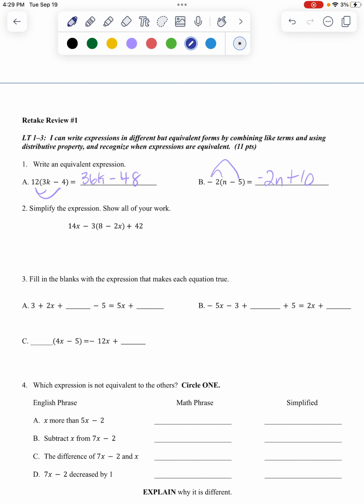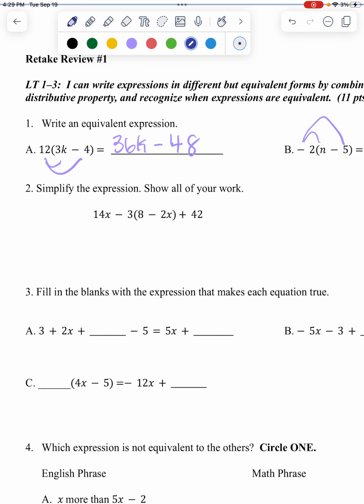This looks more complicated in problems like the one below, but here again, we're just going to take this negative 3 and distribute it first. So I keep my 14x, that didn't change, minus 24, 3 times 8. Now negative 3 times negative 2 is plus 6x, and then plus 42. From here, I can highlight my like terms. Here are my x terms.